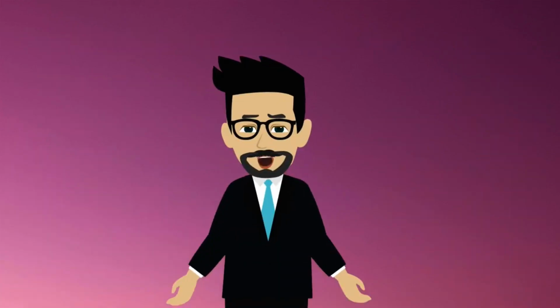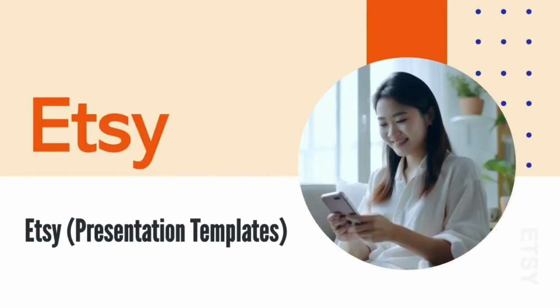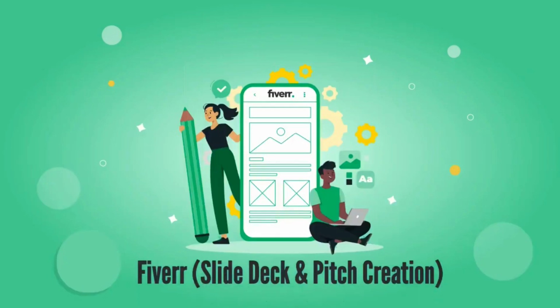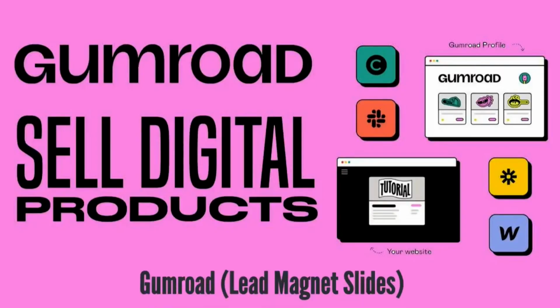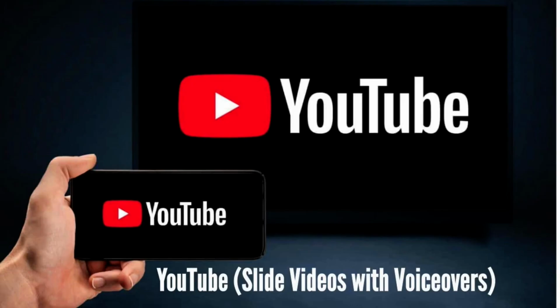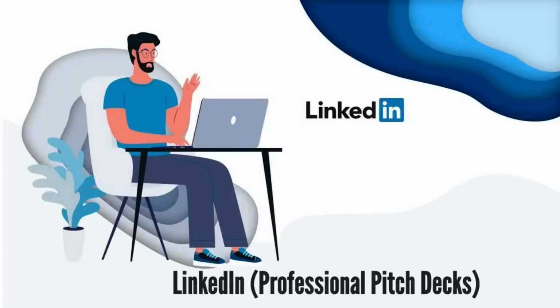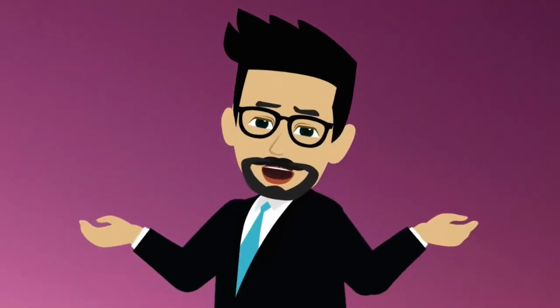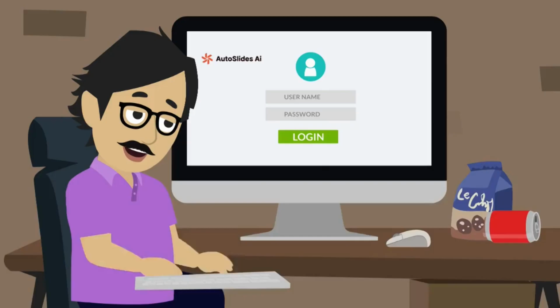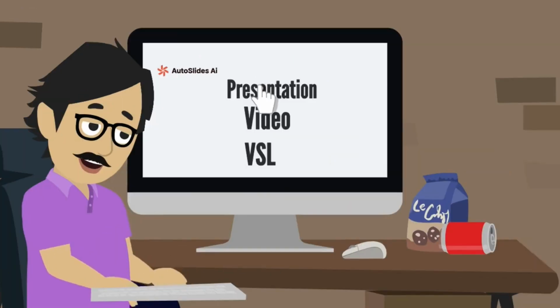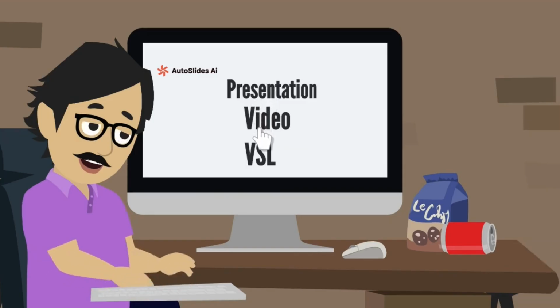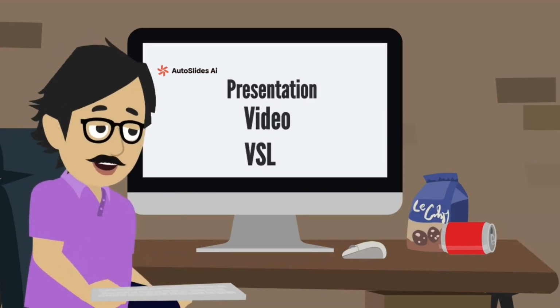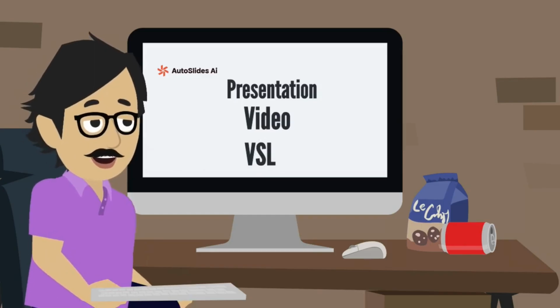Sell your slide content on platforms like Etsy, presentation templates, Fiverr, slide deck and pitch creation, Gumroad, lead magnet slides, YouTube, slide videos with voiceovers, LinkedIn, professional pitch decks, and many more. How does it work? Just 3 easy steps. Log into Autoslides AI. Choose what you want to create: presentation, video, VSL, etc. Hit generate and watch the magic happen.